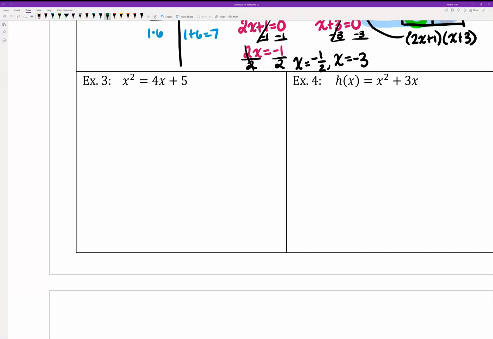All right, for example 3, we are going to, again, factor our function. What we need to have happen first is this whole thing needs to be set equal to 0. Every single time, that's the very first thing. You want it to say equals 0 somewhere.